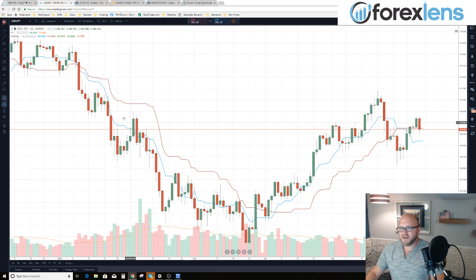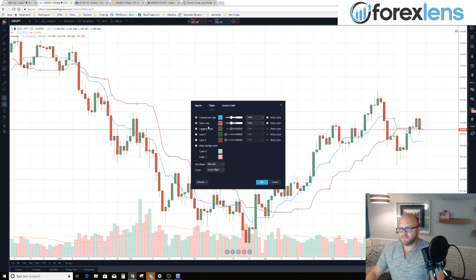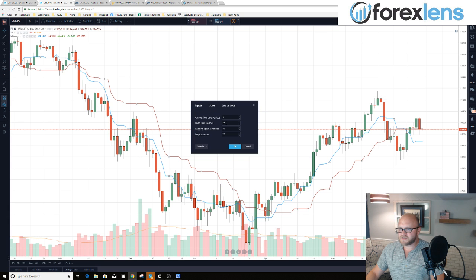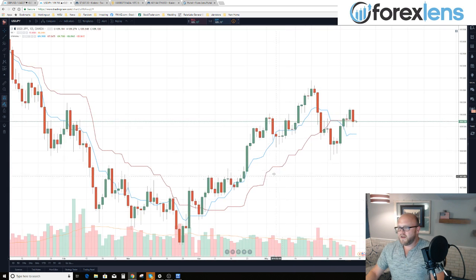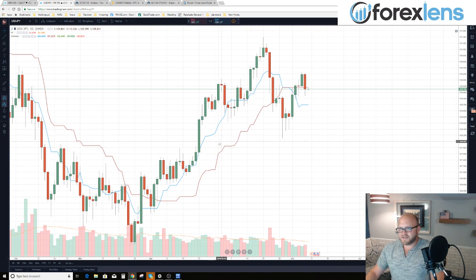The baseline is calculated over the past 26 candlesticks, but it takes the average of the candlesticks, not the close. Most moving averages calculate the close and then plot it. These take the averages of the candlesticks, so the mean or the mid of each candlestick. That's how these Ichimoku lines are formed. That's the conversion line and the baseline.